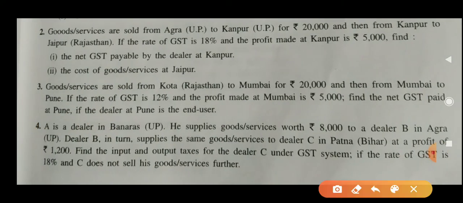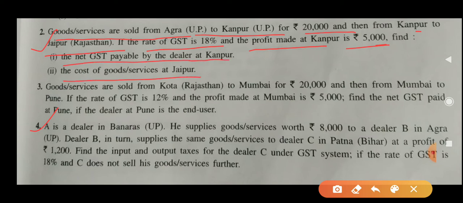Now I am going to take some questions from the exercise so that you can understand. You can see I will take question number 2 and 4. Question number 2: goods and services are sold from Agra, UP to Kanpur for 20,000, and then from Kanpur to Jaipur, Rajasthan. If the GST rate is 18%, profit made at Kanpur 5,000 rupees. Find the net GST payable by dealer at Kanpur, and the cost of goods and services at Jaipur.